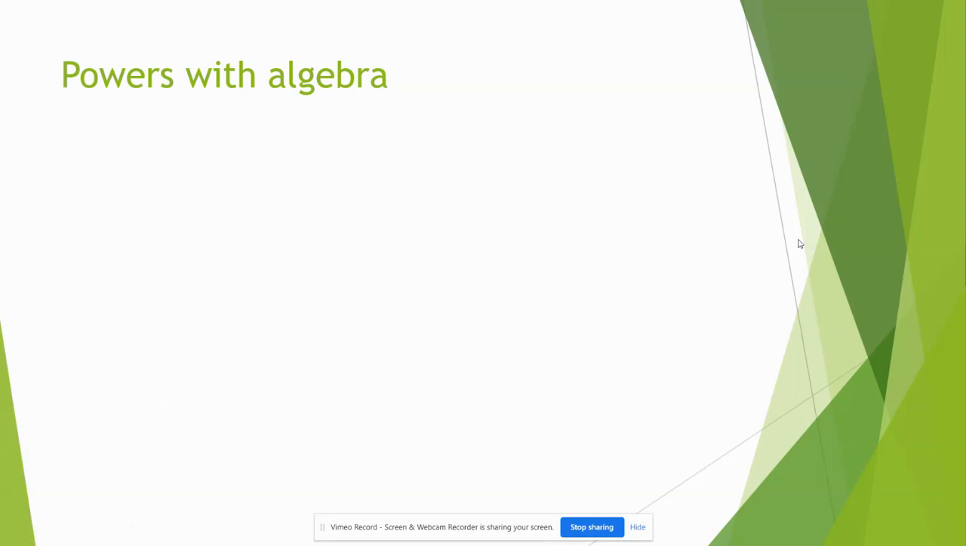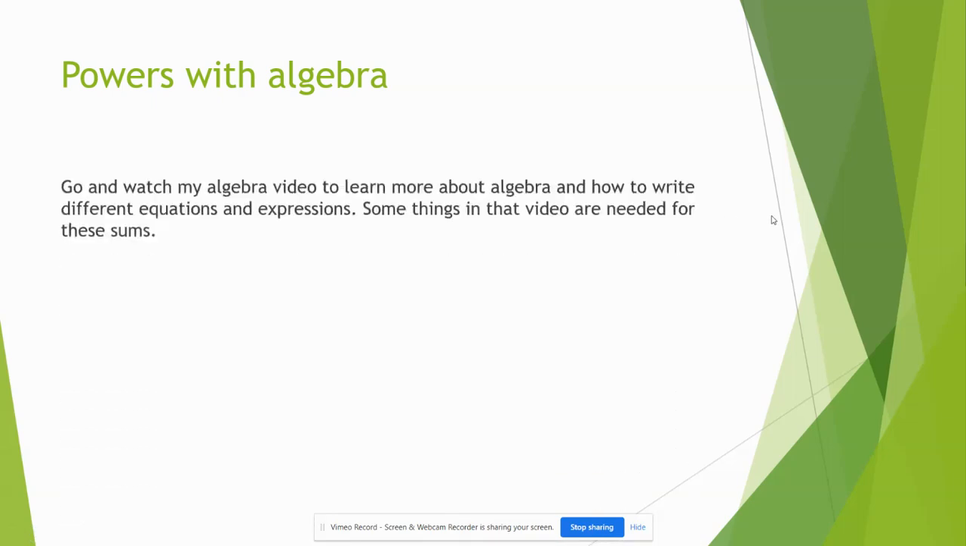Now, we're going to add a little bit of algebra into this. And we're going to be doing some powers with algebra. Now, if you want to learn more about algebra, go and watch my algebra video to learn more about it and how to write different equations and expressions. Some things in that video are needed for these forms.